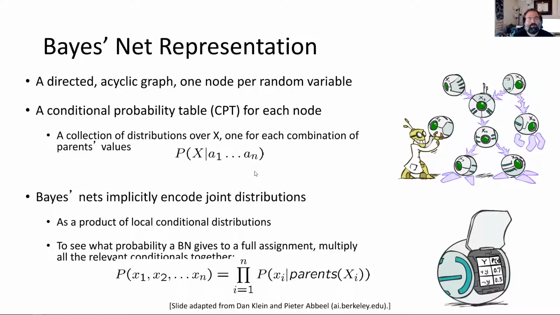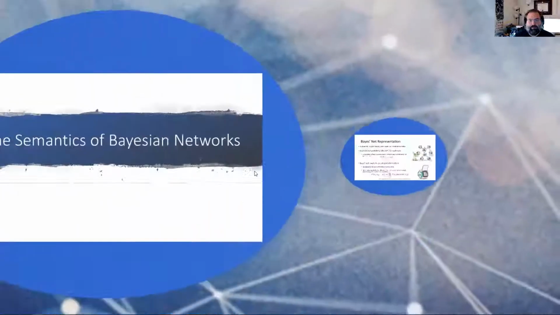A conditional probability table exists for each one of those nodes. And whenever you combine those together, you end up with basically a calculation of the joint conditional probabilities associated with the various traversals. So it's a pretty handy way of representing information.